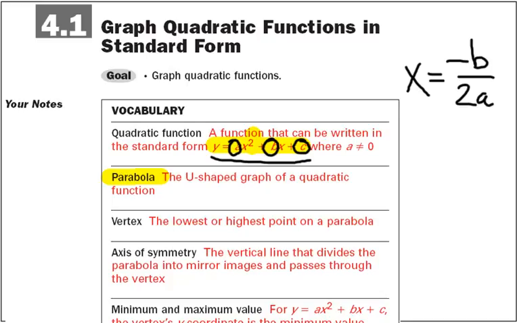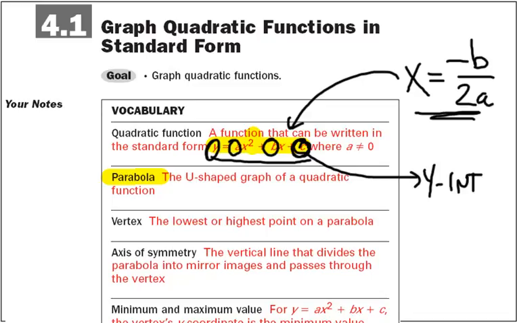Once I knew the x value, which I could get right here, I could plug it into the equation and get the y value. In addition, this c tells me the y-intercept for the parabola. So all this should be review, and then we followed that up with two different forms of quadratic equations.